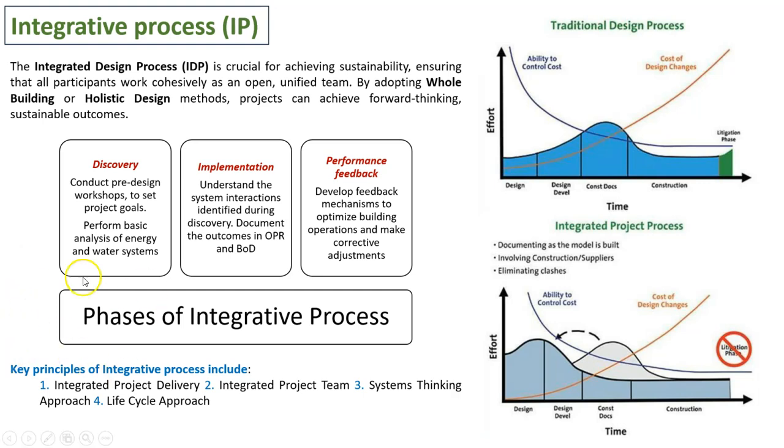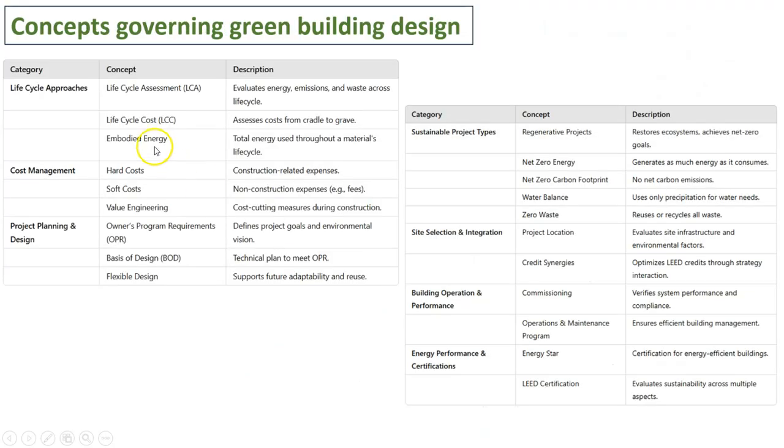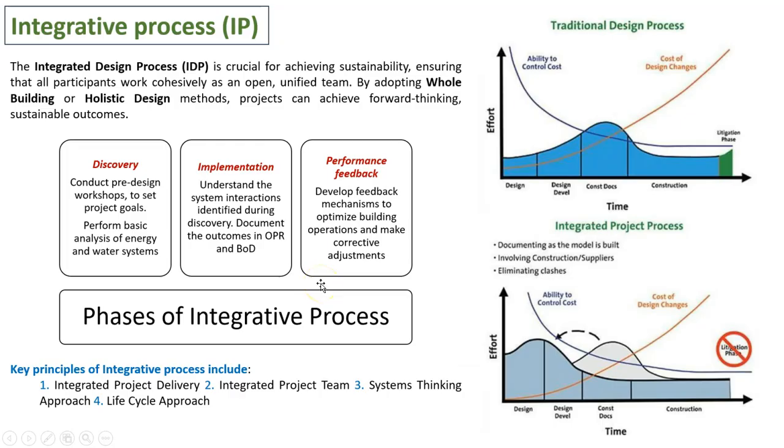Perform a basic analysis of energy and water systems for a typical building design, and from that you can move on further. Then implementation. It's all about understanding the system interactions identified during discovery, then documenting the outcomes in the OPR and BOD. OPR, I hope you understand, means owner's program requirement, or project requirement. BOD means basis of design.